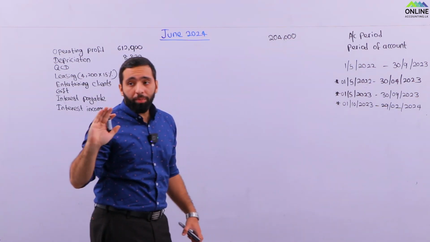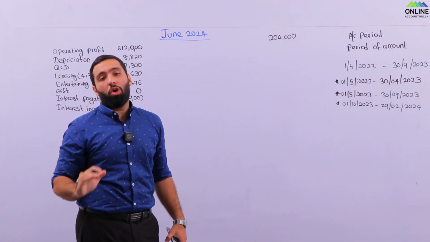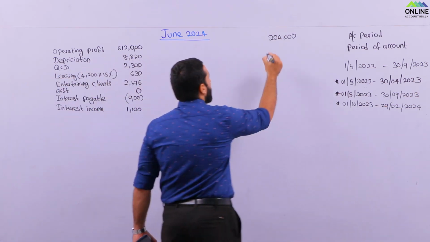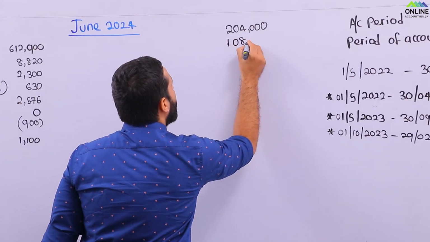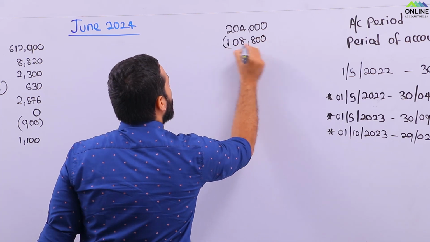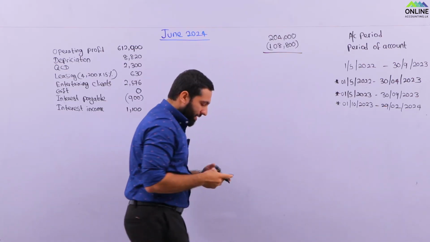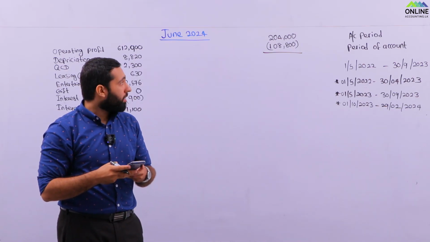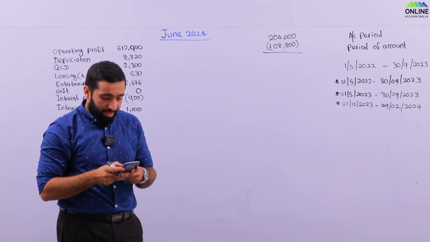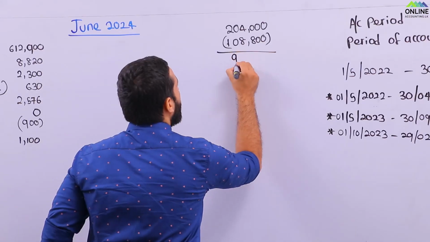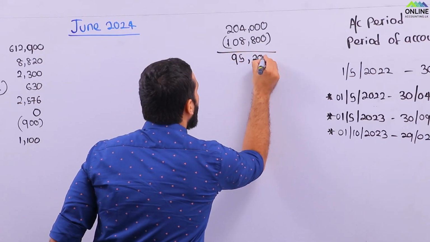Now, what is the indexed cost? That is important, we need to identify. It is clearly given, the indexed cost, 108,800. So this is the index cost. And then how much is the value? 204,000 minus 108,800. So this is 95,200.